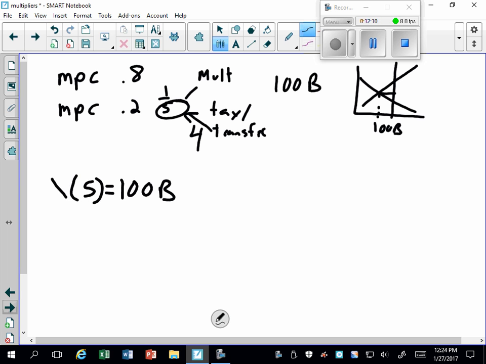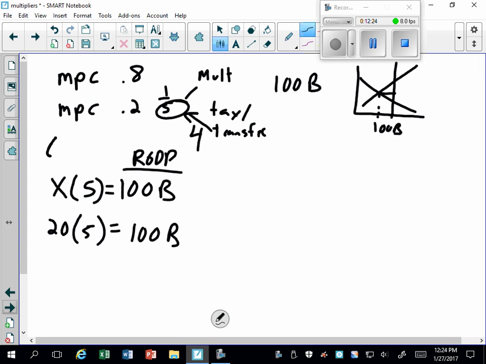So how much government spending would you have to do? Well, you're basically solving for X. You'd have to increase spending by 20 because multiplied by 5, that would get a change in real GDP. All right, this is real GDP over here, this is the amount of government spending, and this is your multiplier. Okay, so you could spend $20 billion times 5 gets you $100 billion.